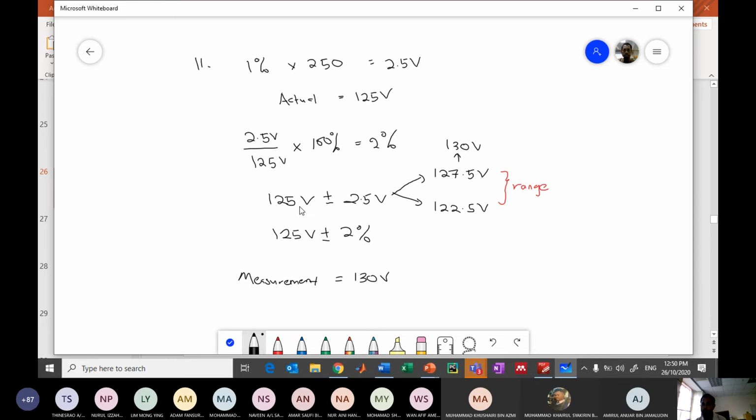Di luar range. Sepatutnya bila you measure, you dapat dalam range either 122.5 to 127.5. Tiba-tiba you measure, you dapat 130. So the answer should be, of course, not gross error, not random error, but systematic error. So what kind of systematic error? Bawah systematic error ada instrument error, environmental error dengan observational error. So the answer for this question is instrument error.